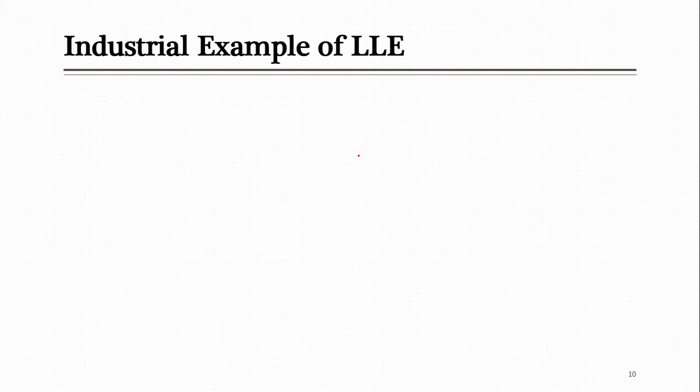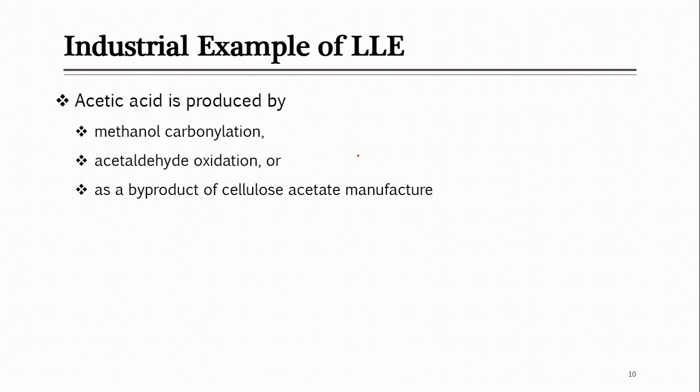So let's start from here, one industrial example of liquid extraction. Before we go for liquid extraction, I want to just tell you that liquid acetic acid is produced from various methods. Like here is methanol carbonylation, and then there is acetaldehyde oxidation, or as a byproduct of cellulose acetate manufacturing. So for either of these three processes, just look at the detailed equations if you are interested through the literature, what reactions take place and which products are produced and how. But our purpose here is not to look at those reactions.